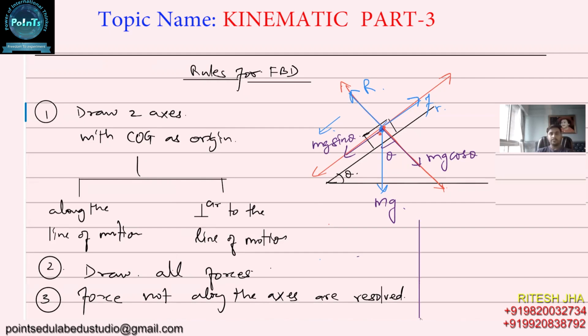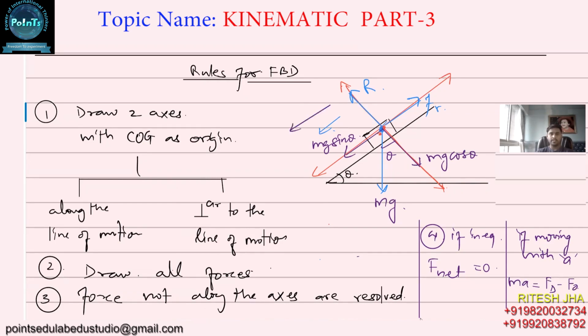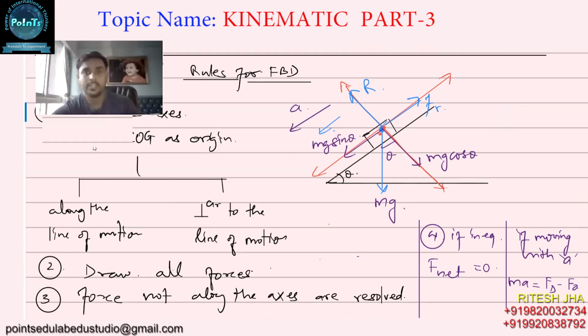And then the fourth rule is: if it is in equilibrium, then the net force is equal to 0. And if in motion, if we're moving with acceleration a, then ma is equal to the driving force minus opposing force. Let's say that it is not in equilibrium and it is going in this particular direction with a. So how will the equation look over here? The equation will be ma, the net force.